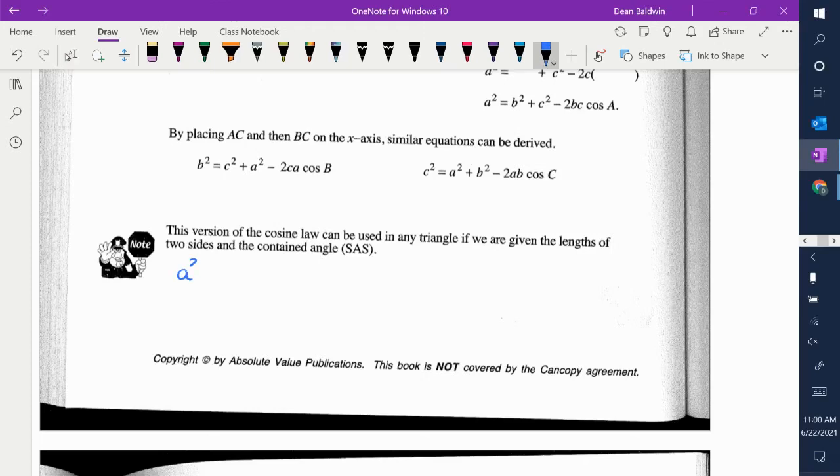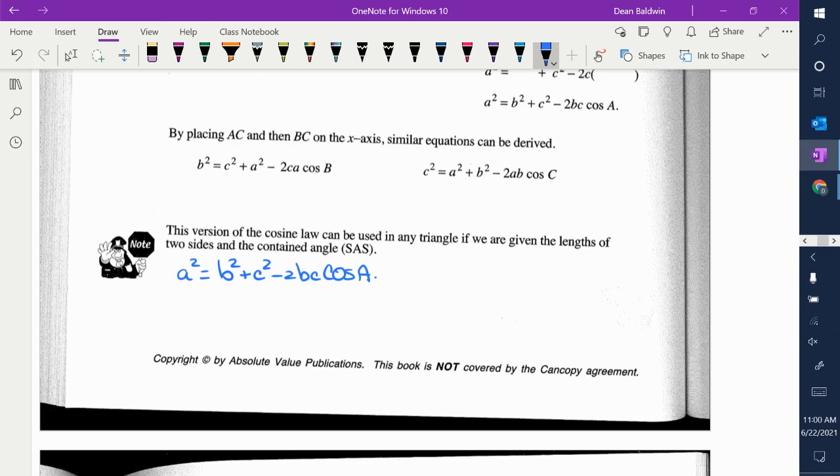So a squared is equal to b squared plus c squared minus 2bc cos of A. This is the bottom of the next page. Sorry, page 232. Erase this full triangle. Okay.